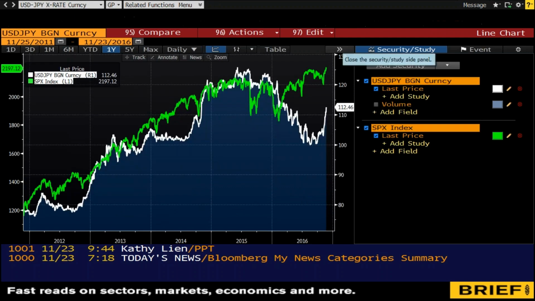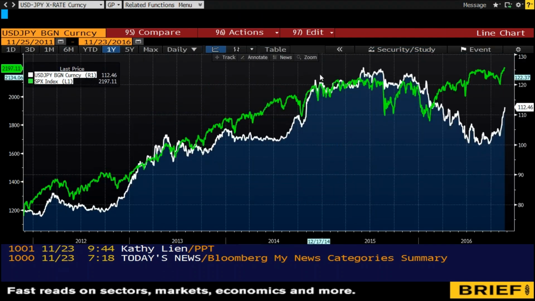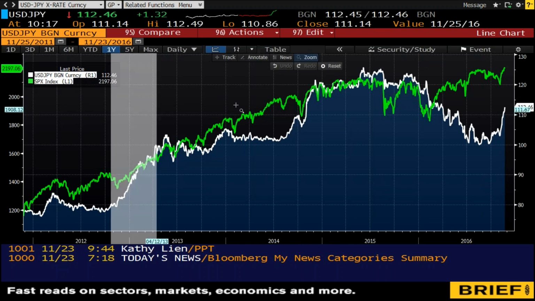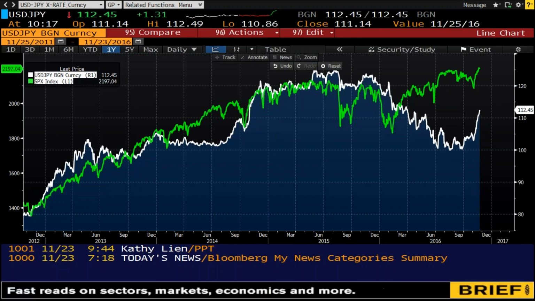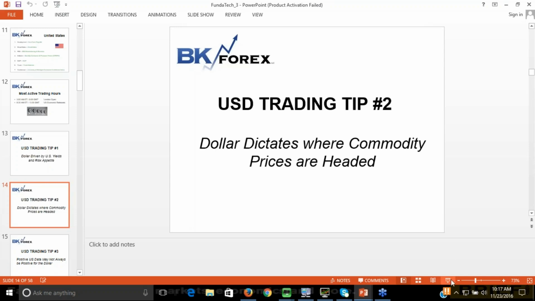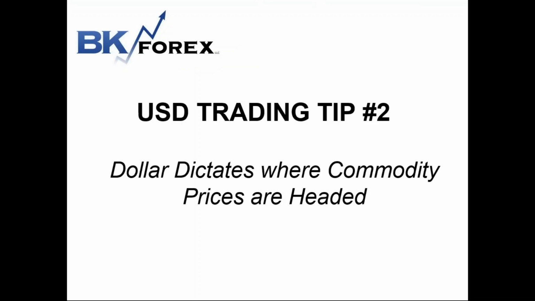So the first trading tip is that if you're trading the dollar, or if you're watching the dollar, you want to figure out where the dollar is going, then you should be watching U.S. interest rates, U.S. yields, as number one, and then as number two, risk appetite, because that will determine oftentimes how the dollar is trading.